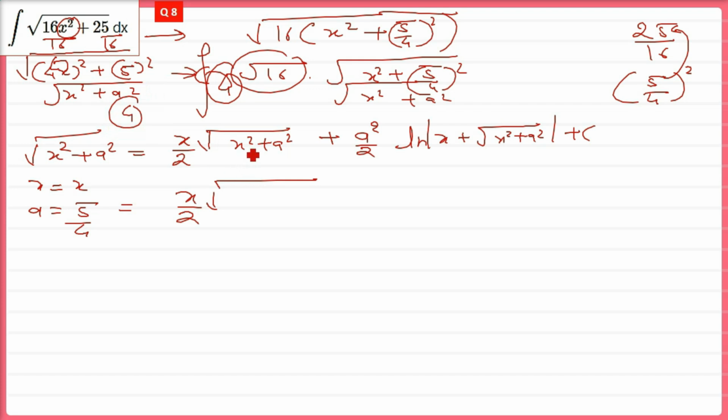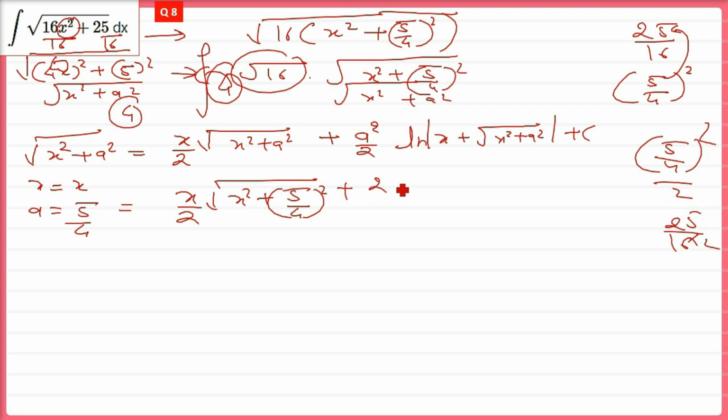x by 2 under root x square plus a square, let's write it just like that. x square, a is 5 by 4 whole square for us. Plus a square by 2, what is a square? 5 by 4 whole square divided by 2. So 25 by 16, and there is a 2 also, so we need to multiply the 16 by 2 in the denominator. So we get 25 by 32 ln modulus x plus under root x square plus a square. a will be 5 by 4 whole square in this case, plus a constant of integration.